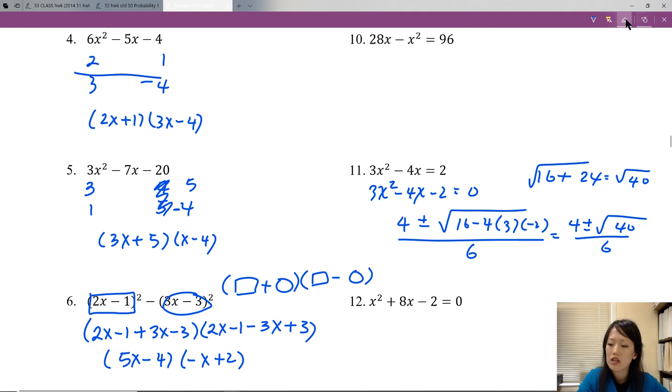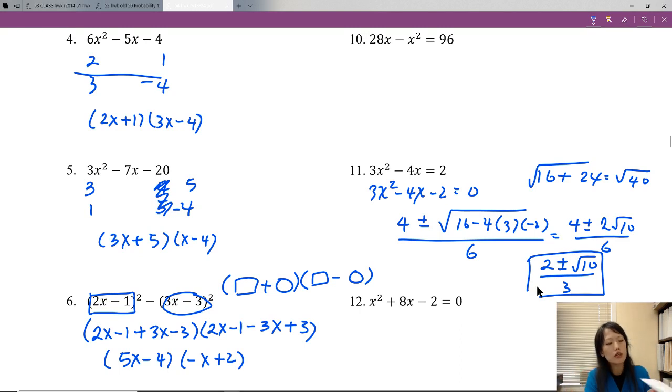Simplify root 40. So root 40 actually has a 4 in there. We should take the 4 out. So it's 2 root 10. Then divide everybody by 2. So it's 2 plus minus root 10 over 3. Okay, that's one way. You can also do, I mean, completing the square. That's the other way. Okay, turn the page.